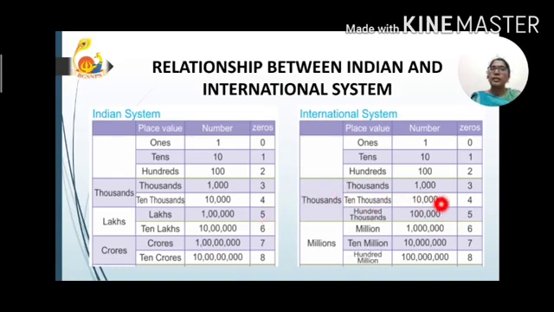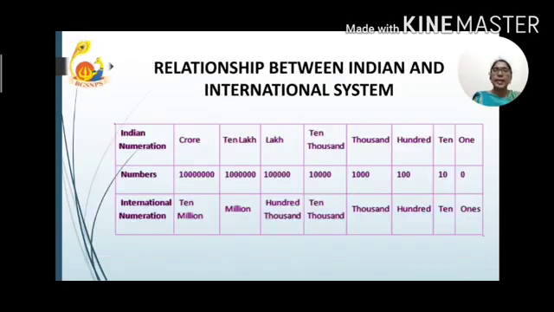When you compare this and this, both will be the same. That is, the number of zeros will always be the same, but only the names of the places change. That we will see in more detail in the next slide.